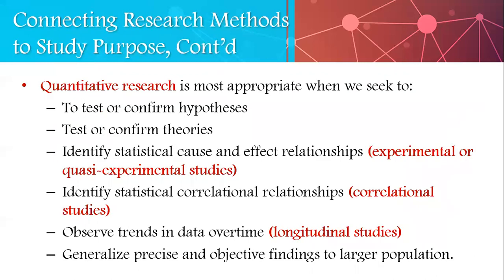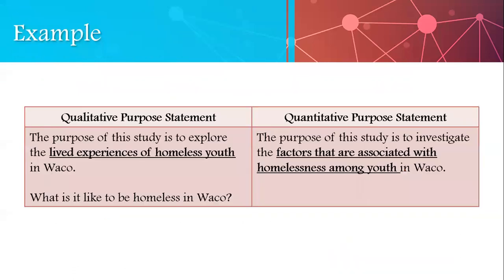On the other hand, quantitative research is most appropriate when we seek to test or confirm hypotheses, or test or confirm theories, or identify statistical correlational relationships, or when we seek to generalize precise objective findings to a larger population. So if these are some of the things that we are seeking to do, then we're going to lean more on quantitative research methods. And here's an example.